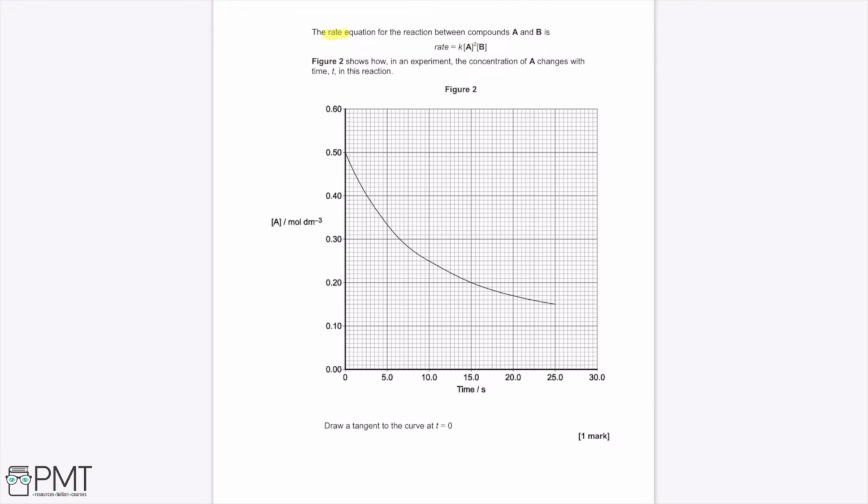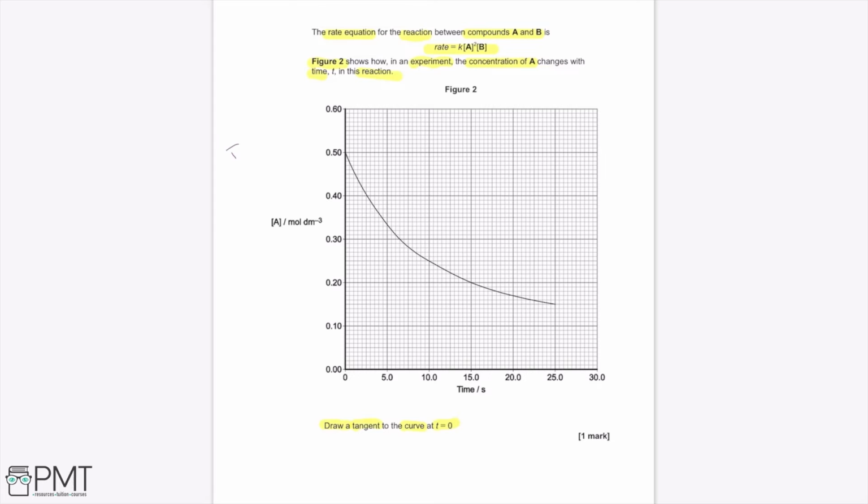This question tells us that the rate equation for the reaction between compounds A and B is: rate equals k, which is just a constant, multiplied by the concentration of A squared, multiplied by the concentration of B. We are then told that figure 2 shows how in an experiment the concentration of A changes with time in this reaction. For the first part, we are told to draw a tangent to the curve at t equals 0.